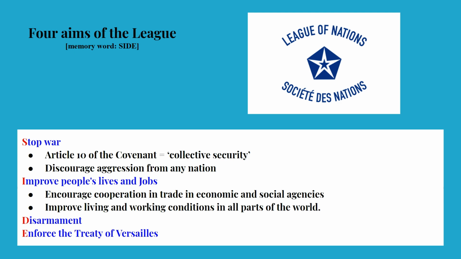So the stop war, Article 10 of the Covenant is called Collective Security. Please memorize that name right now, Collective Security. Many people memorize what it is, but they don't memorize the name. And so then when I say explain Collective Security in a 6-point question, or say, Collective Security is one of the things that made the League of Nations fail, they don't know what Collective Security means. And then I tell them what it means, and they're like, oh, is that what you meant? Okay, so I'm not going to tell you what it means right now.